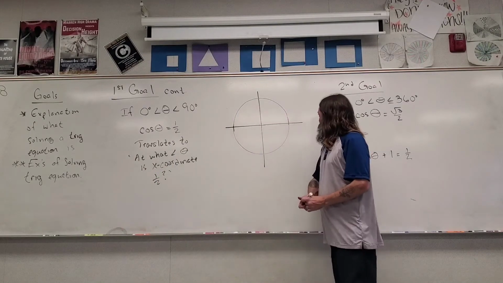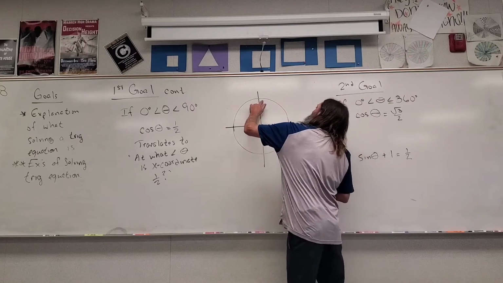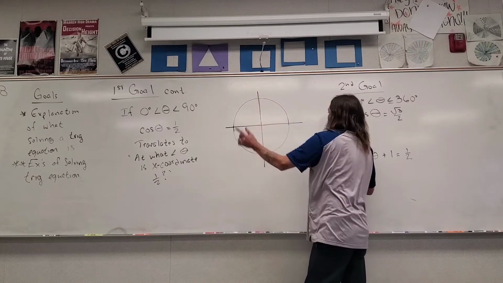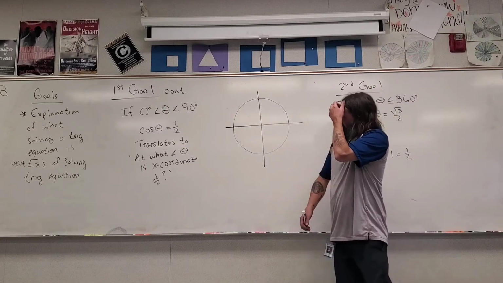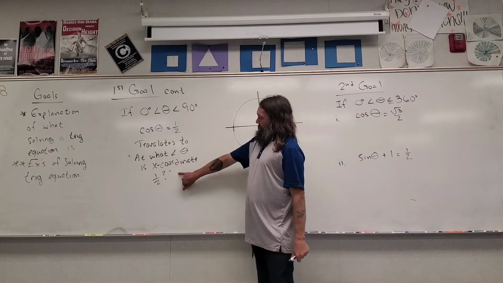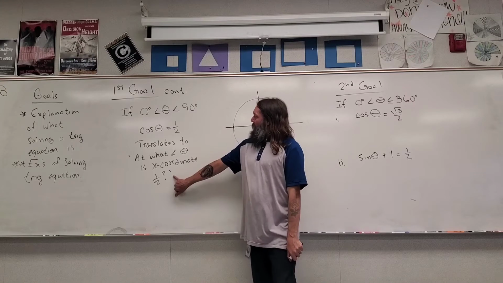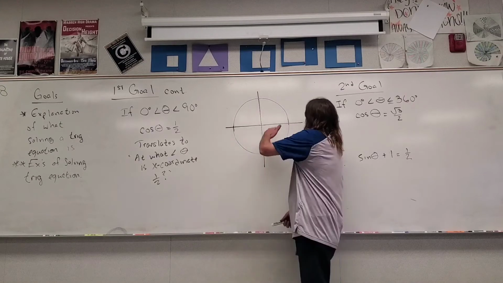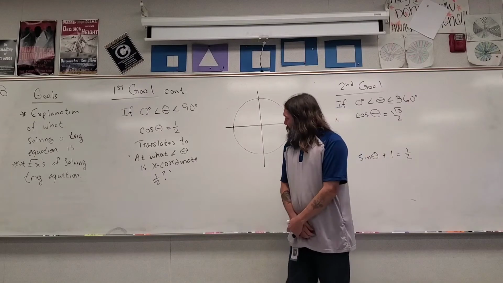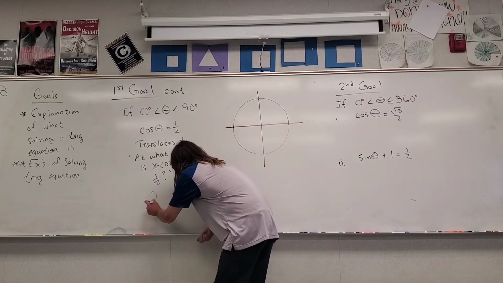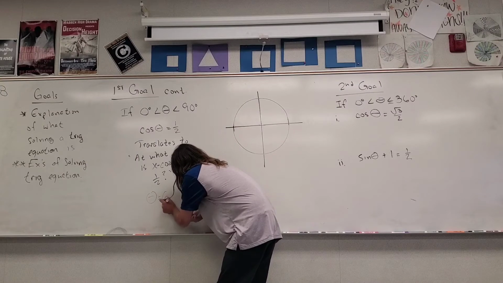But remember, I restricted where that could happen. I restricted it right here. And if we remember on our unit circle, there's only one angle where cosine, or the x-coordinate, can be 1/2 between 0 and 90 degrees, and it's at 60 degrees. So the answer to this equation would be the angle is 60 degrees.